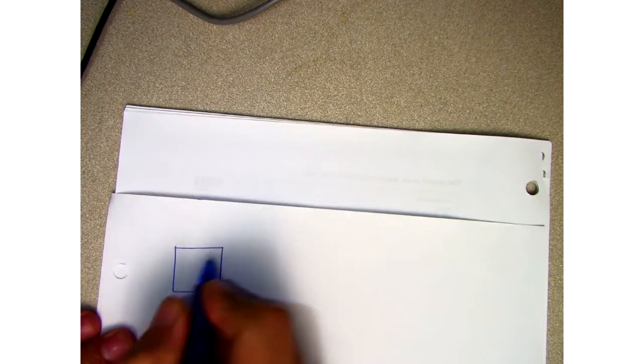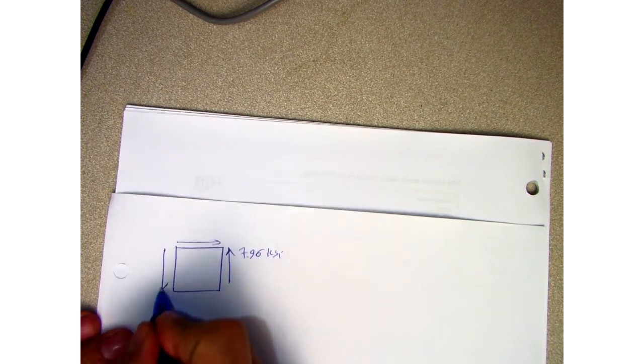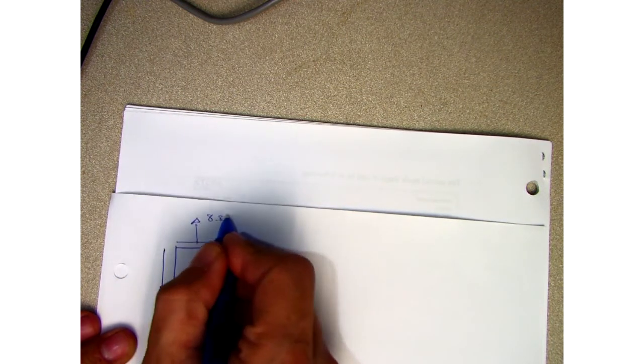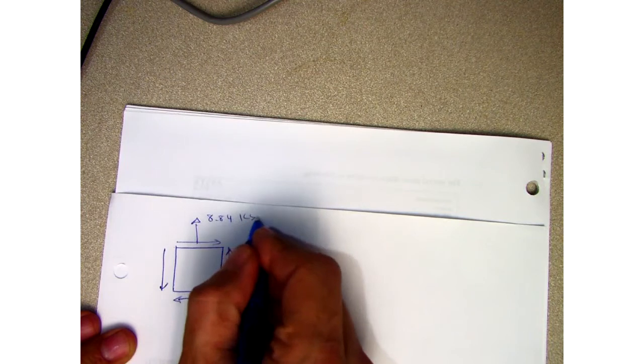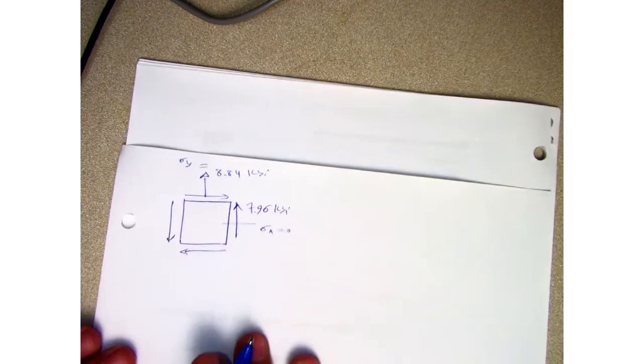All right, so next I'm going to try to use Mohr's circle to do the same thing. So for Mohr's circle, okay, let me draw my state of stress. I have here 7.96 ksi, and then this one is 8.84, and here sigma x was 0, sigma y was this.